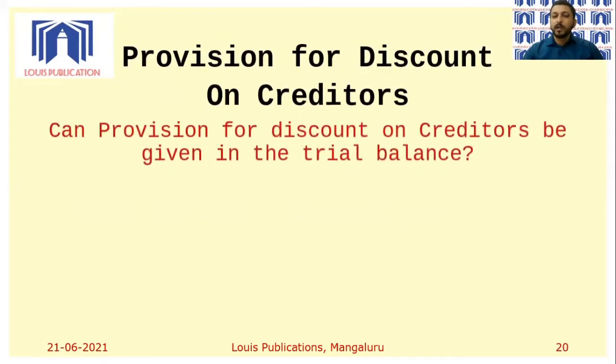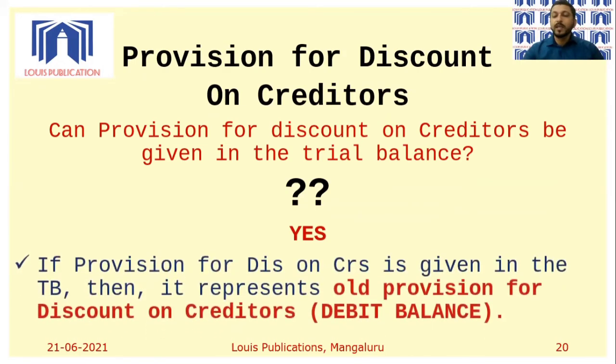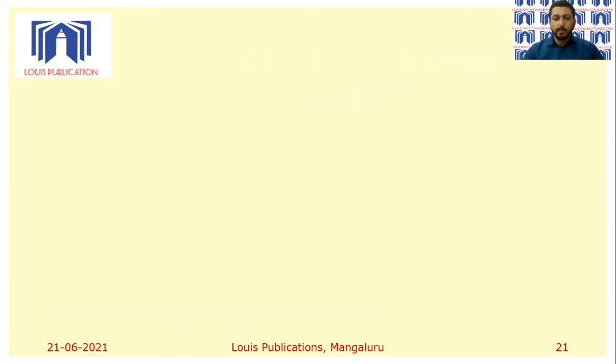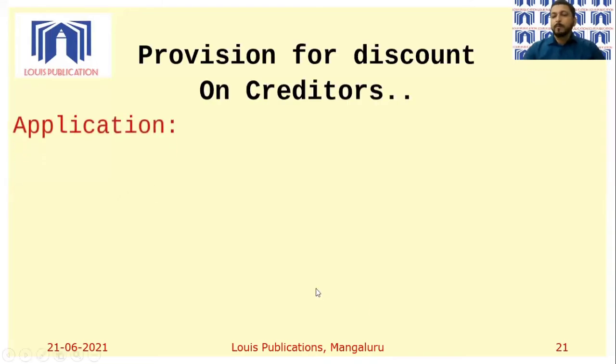Let's understand whether it will be given in the trial balance. Again, the answer is yes. And whatever is given in the trial balance, that represents provision for discount on creditors created out of profits of the last year, that is the previous year, and it will show debit balance. Provision for discount on creditors will show debit balance. Remember, provision for bad and doubtful debts and provision for discount on debtors, the earlier concepts, will show credit balance if given in the trial balance. But provision for discount on creditors will show debit balance. Remember this. Now, what is the application?